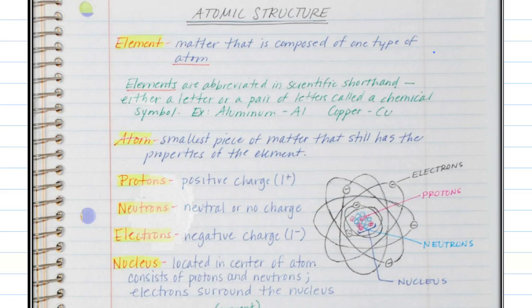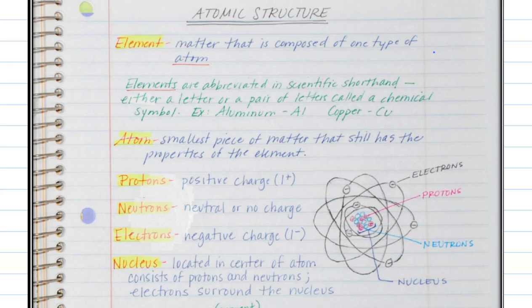Because even though we can break an element down into protons, neutrons, and electrons, and we can break protons, neutrons, and electrons down into quarks, protons, neutrons, and electrons don't have the same property as an atom does.